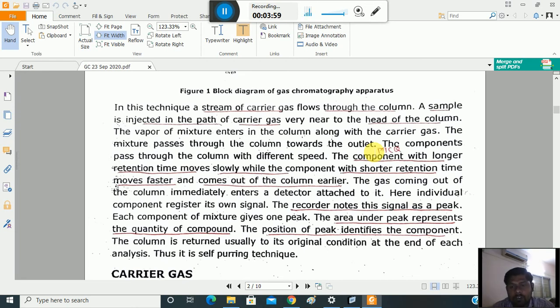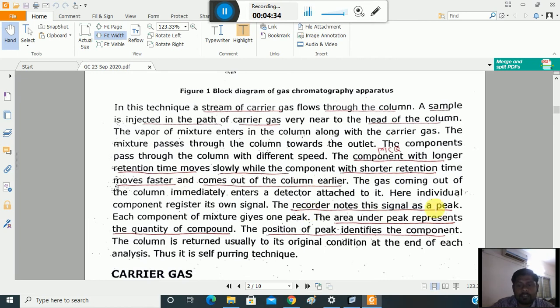The point that is important for MCQ purposes: the component with longer retention time moves slowly, while the component with shorter retention time moves faster. Okay, that means the speed of that particular solute depends on the retention time. Look here, the longer the retention time, the more slowly they move in the column, while those with shorter retention time move faster through the column and come out earlier. Okay, they come out from the column earlier.